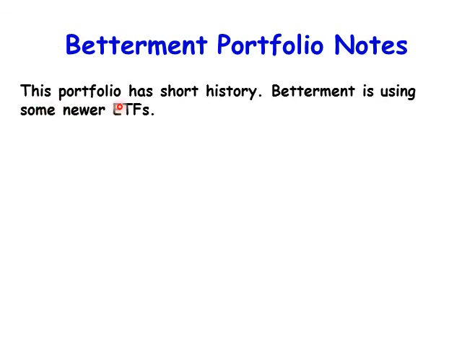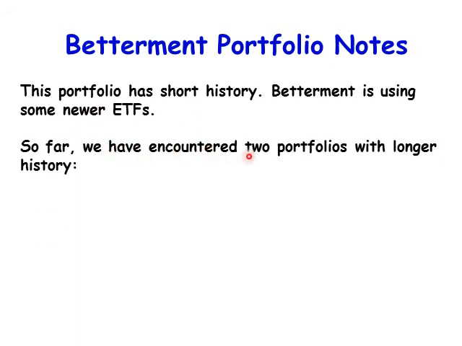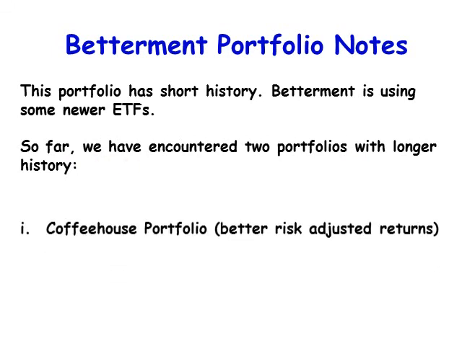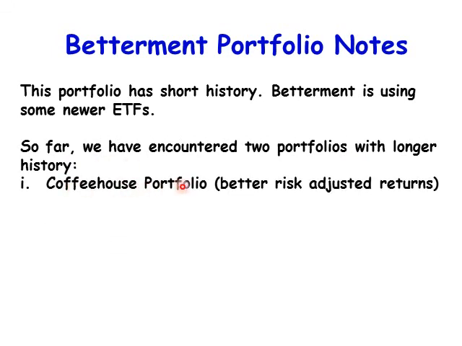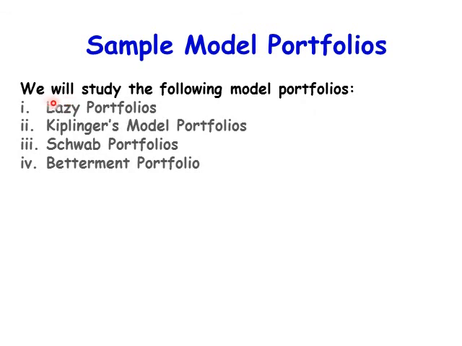So the portfolio has a short history. Betterment is using some of the newer ETFs. So far we have encountered two portfolios with longer history: the Coffee House portfolio, which has better risk-adjusted returns, and the Arnott family taxable portfolio, which had better returns in absolute terms. So returns were better, and risk was also slightly lower. Okay, now we've looked through these portfolios so far.